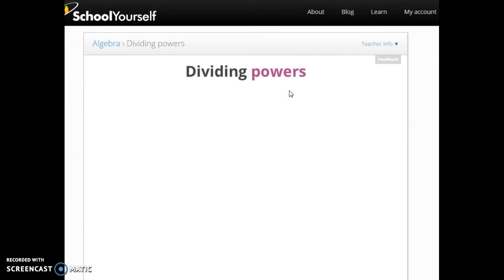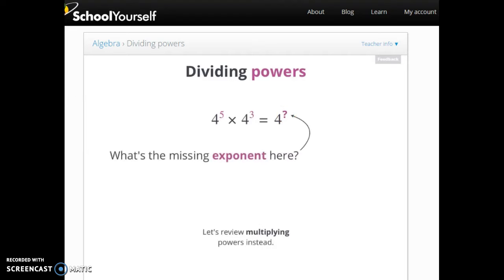Let's see what happens when we divide powers. But first, let's make sure you're comfortable multiplying them. If you have 4 to the 5th power and then multiply it by 4 to the 3rd power, you'll get 4 to another power. What's the value of this exponent over here?